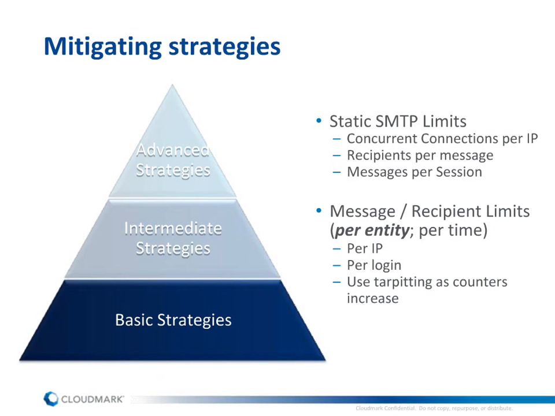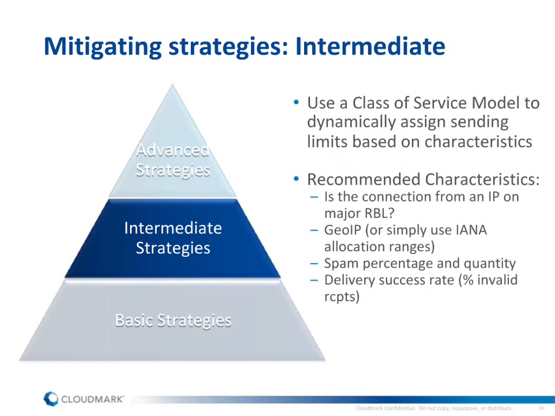The next level of mitigation is to use a classes of service-based SMTP policy where all connecting IPs are evaluated for reputation. This evaluation process classifies an IP into one of 4 classes of service: a default class of service, which is where all IPs without reputation are initially classified into; a suspect class of service; a highly suspect class of service; and a trusted class of service.